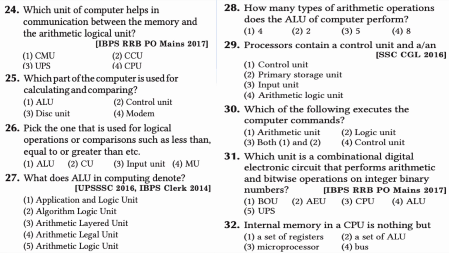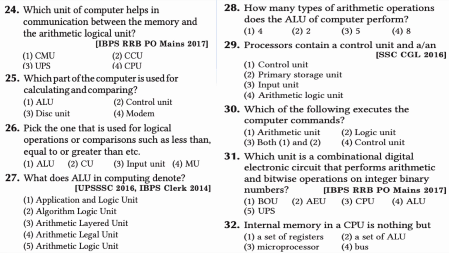Question 28. How many types of arithmetic operations does the ALU of the computer perform? Here the correct answer is 4. 8. The ALU can perform 8 types of arithmetic operations, showcasing its versatility in handling various calculations.